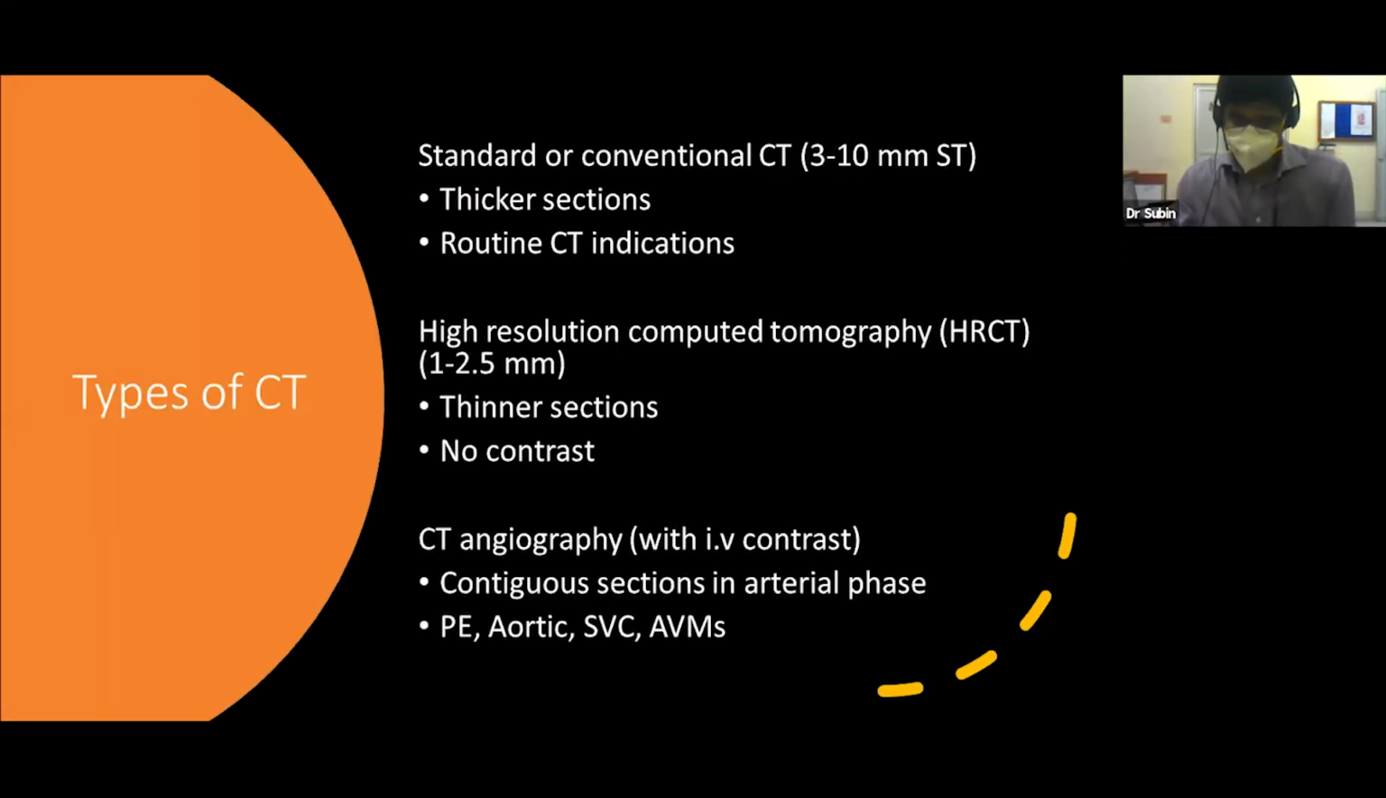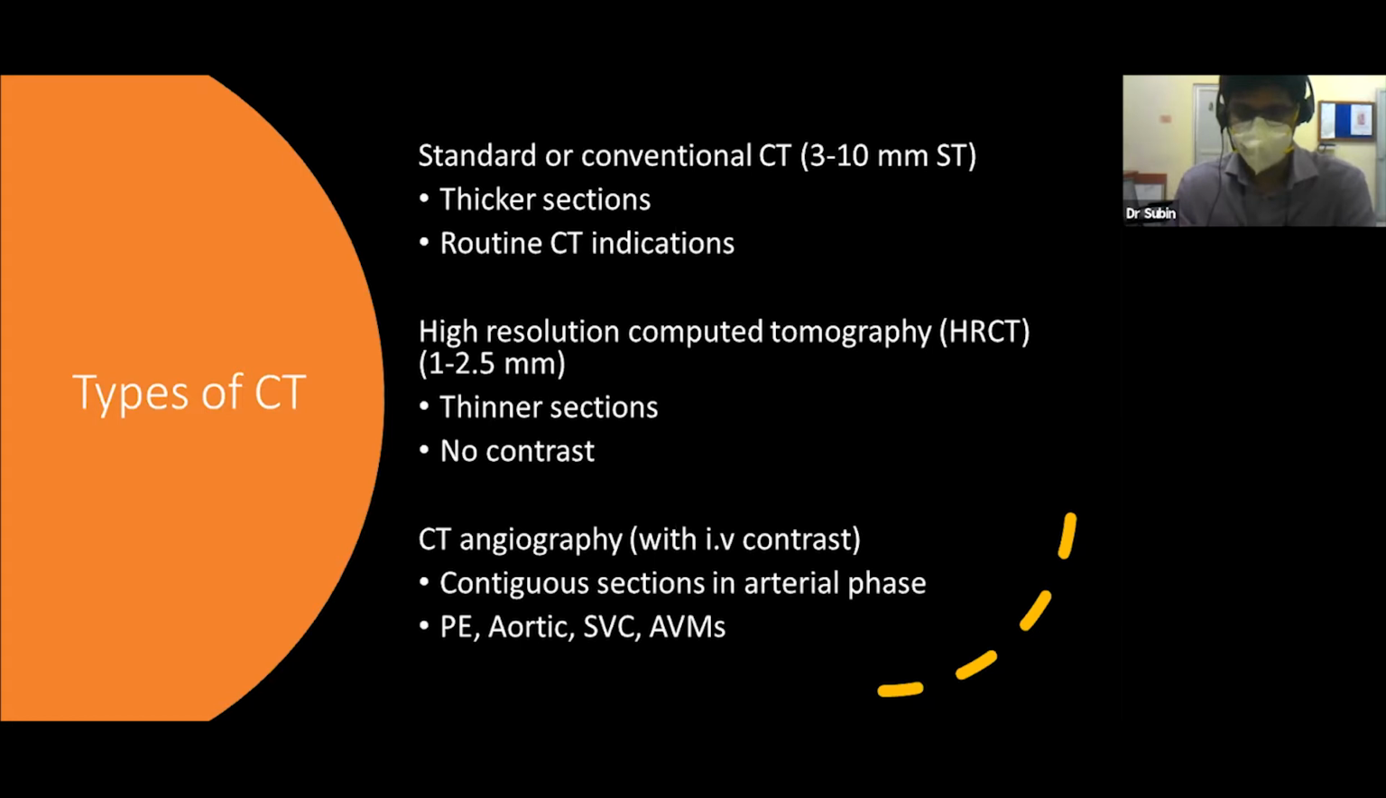So CT is of three different types. One is the usual standard CT images that we take, which are usually 3 to 10 millimeter slice thickness. These are thicker sections, and this is what we use for most routine CT investigations. The other is high resolution CT, which gives you thinner sections, and HRCT does not involve contrast, while standard CT may or may not involve contrast.